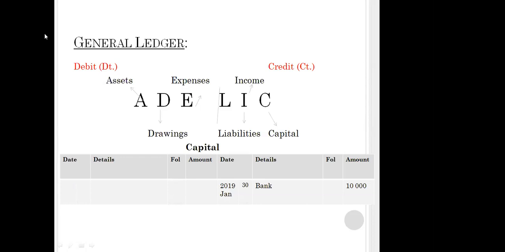So first it's going to be your date, exactly this way like you see it in front of you there. So it's going to be the year, the month, and the day on which the transaction happened. Then with details, again, it's that friend's name that you're going to write in there. Don't worry too much for now about the folio column, and then the amount is the amount of the transaction.